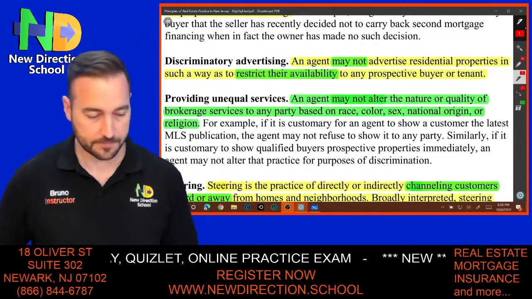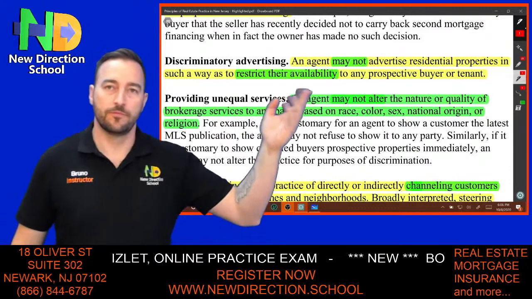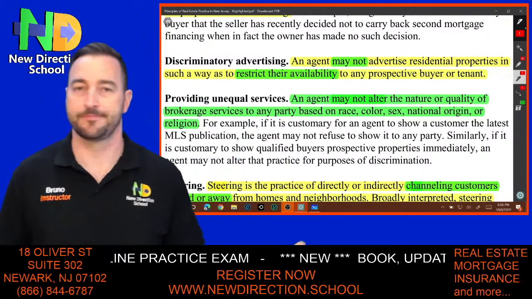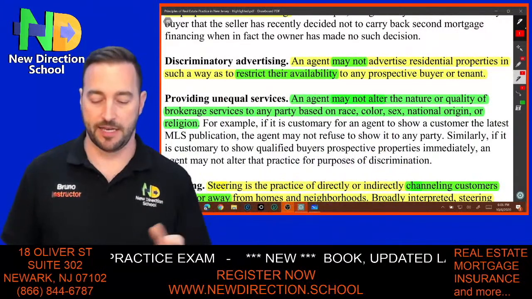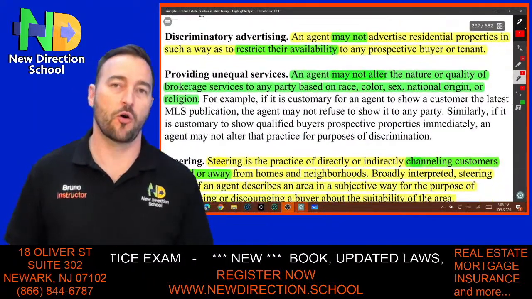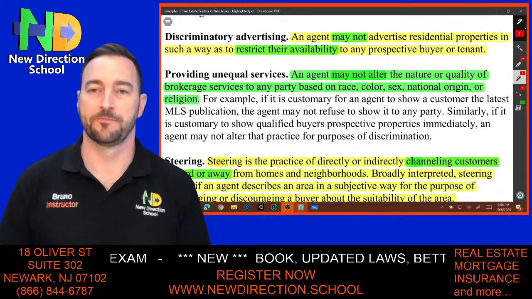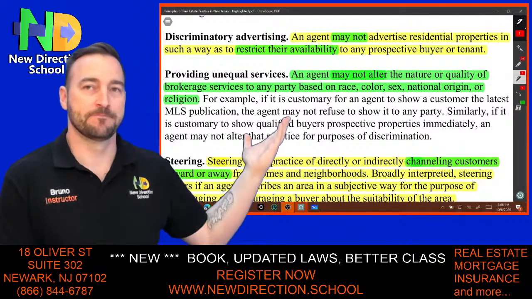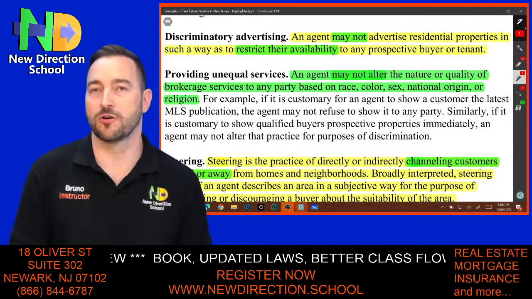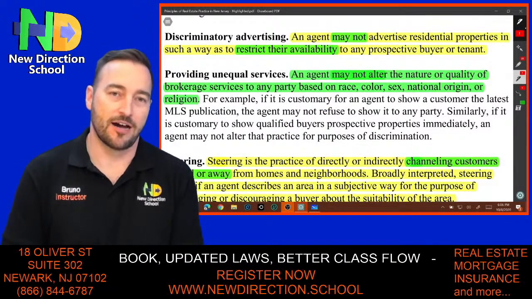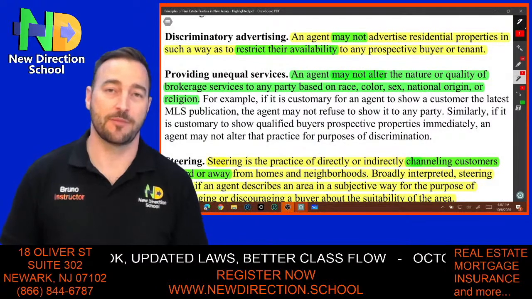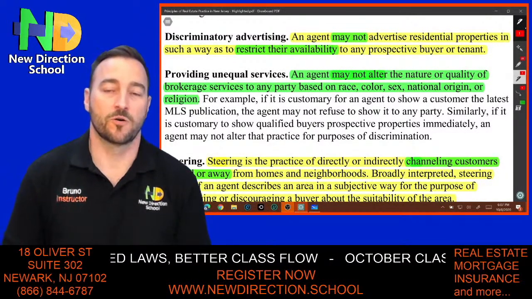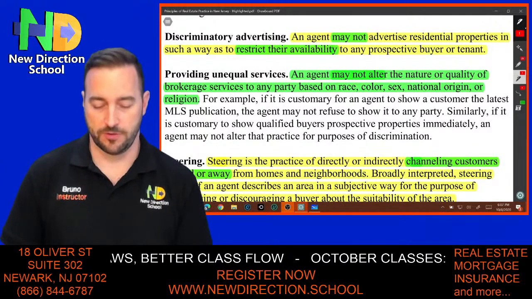All right? So advertising must be broad. How about providing unequal services? Can't. Everybody's the same. So you cannot alter the nature or quality of brokerage services. What does that mean? And by the way, this is not only for race, color, sex, national origin, or religion. We'll talk about later how there are testers or mystery shoppers that go out to businesses and see how they act. So secret shoppers, whatever you want to call it.